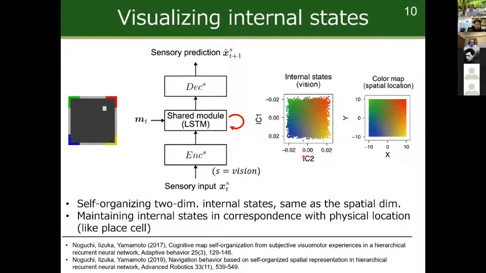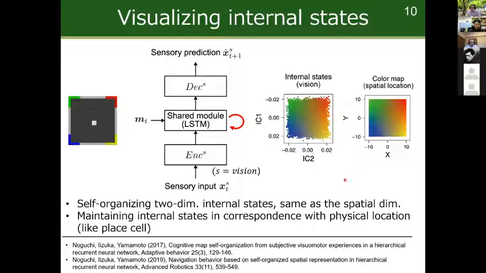Next, we try to visualize the internal state of the shared module neural network. The internal states at each time step are plotted as points on the ICA space, and the color of the points shows the position of the agent at that time. In this case, for example, when the agent is close to the red landmarks, the internal state was here, and when the agent is close to the yellow landmarks, the internal state is here.